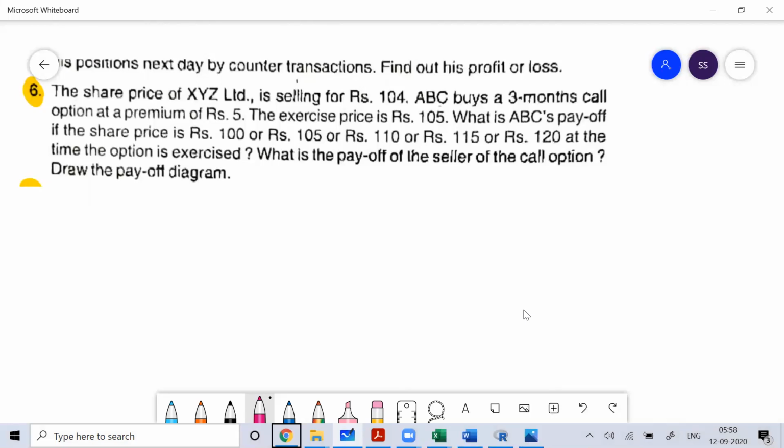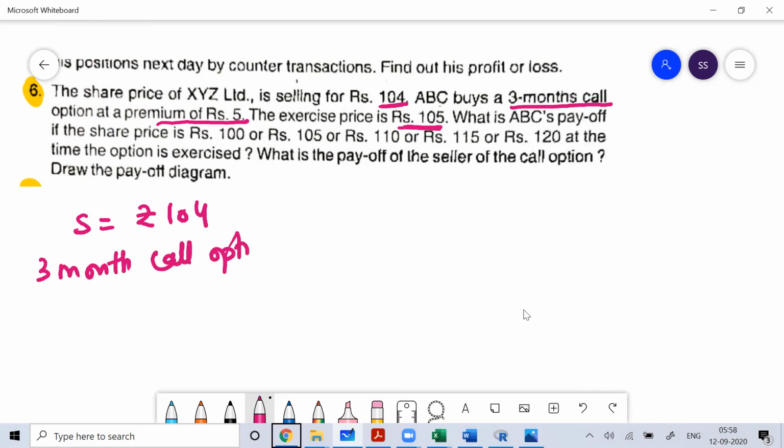You can see this problem. The share price of XY Limited is selling for 104 rupees. ABC buys one 3-month call option at a premium of 5 rupees. The exercise price is 105. Let me write S is 104. So ABC buys a 3-month call option where the strike price, the exercise price, is 105.